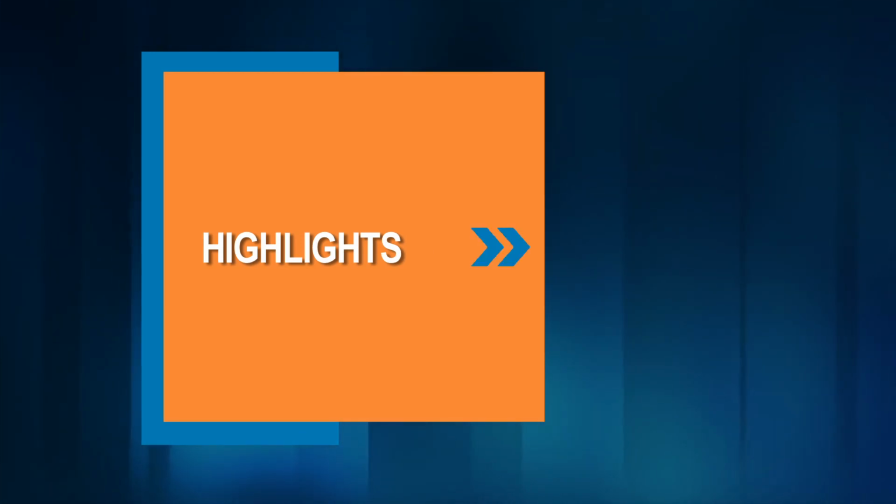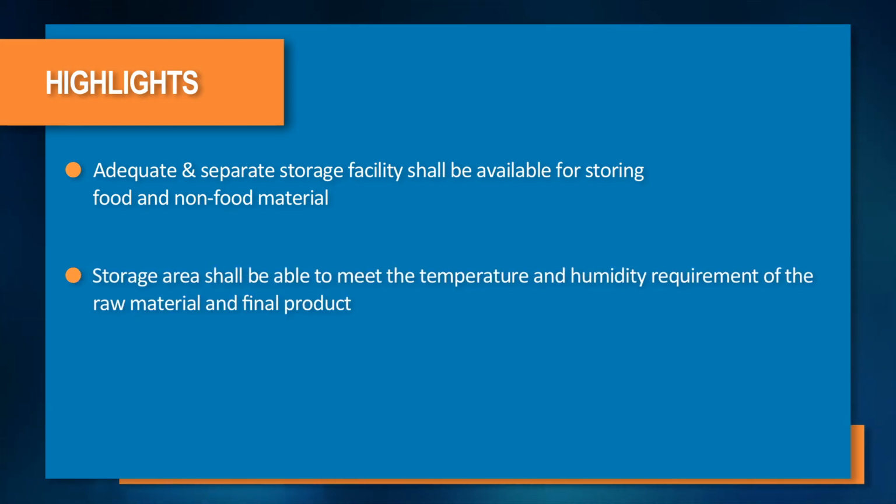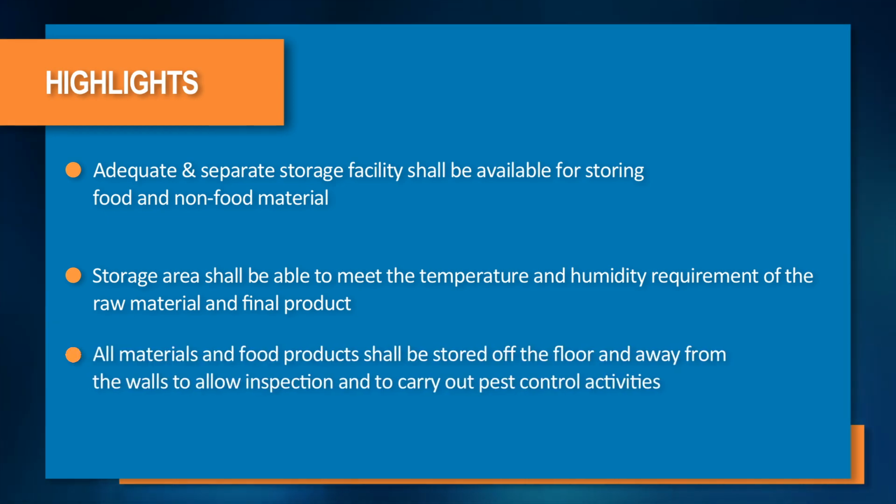The main points discussed in this video are: adequate and separate storage facility shall be available for storing food and non-food material. Storage area shall be able to meet the temperature and humidity requirement of the raw material and final product. All materials and food products shall be stored off the floor and away from walls to allow inspection and to carry out pest control activities.